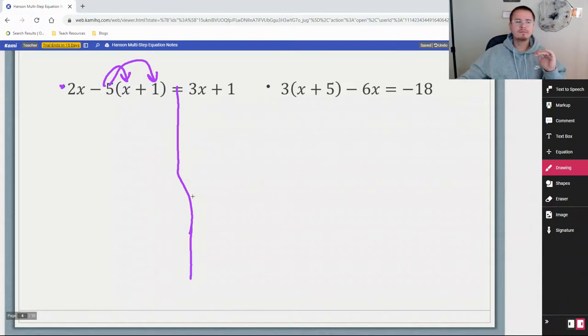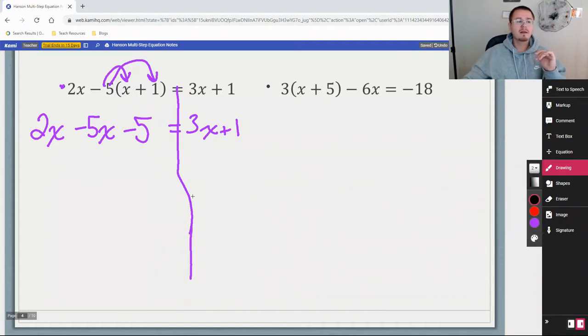Let's leave it alone. 2x minus 5x minus 5 equals 3x plus 1. Okay, looking at it now, does this look like a two-step yet?